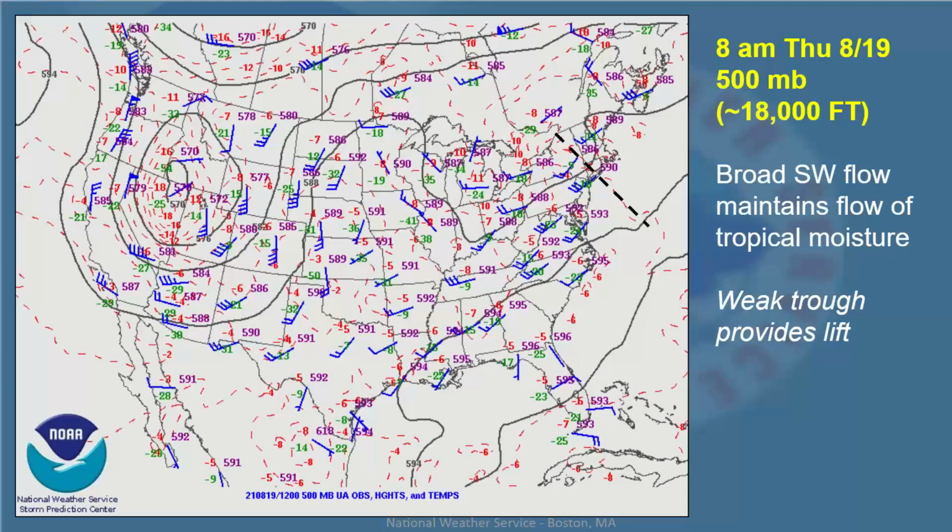And here's a look at about 18,000 feet above sea level, and notice how we have a southwesterly flow. When we have southwesterly flow, that maintains the flow of tropical moisture, because you can trace the moisture all the way into the Gulf of Mexico. In addition, notice there's a dip in the lines, and that's indicative of a weak trough, and the trough acts as a further source of lift.